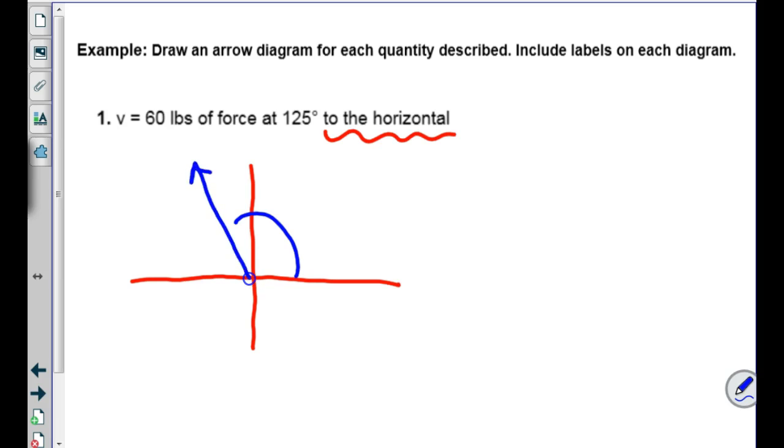125 degrees would be less than halfway in here. 60 pounds of force, so we're going to just label this. Put a little arrow to show that it's stopping, it's not going on forever, and label this 125 degrees. Any questions? Yes.